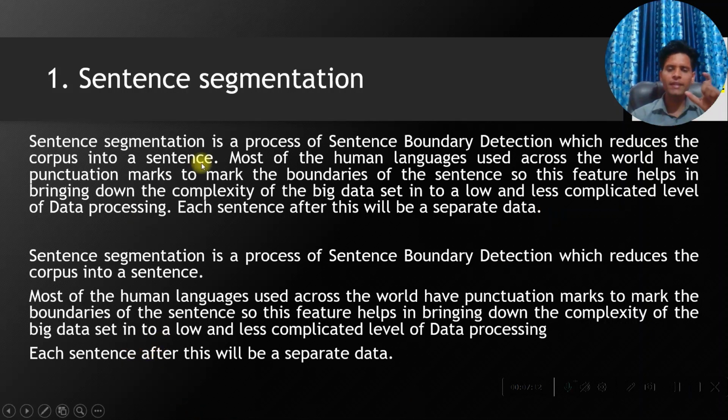So the very first step is sentence segmentation. Each sentence after this will be a separate data. First you have a paragraph. After this process, we get all sentences on different lines, and this is called a document. All these documents combined together are called a corpus. A 1-mark question will definitely come: what is corpus? Clear? So sentence segmentation is clear.